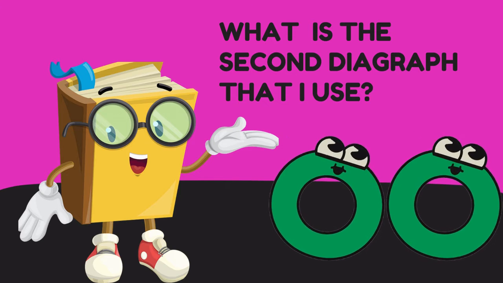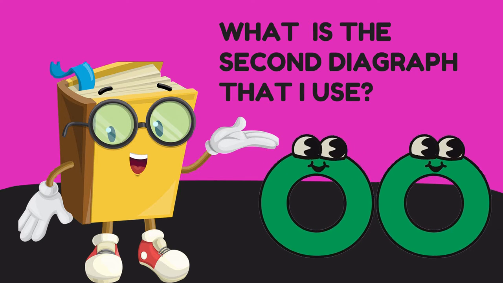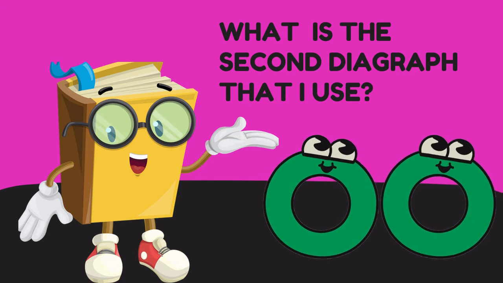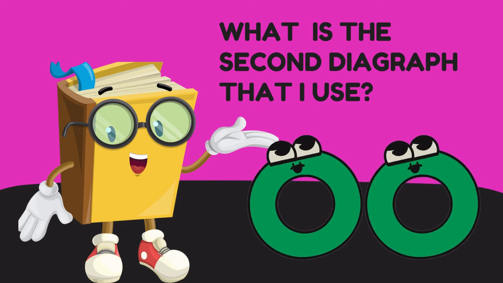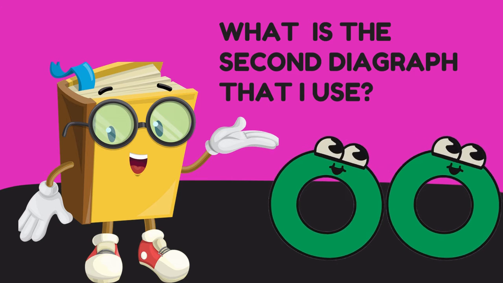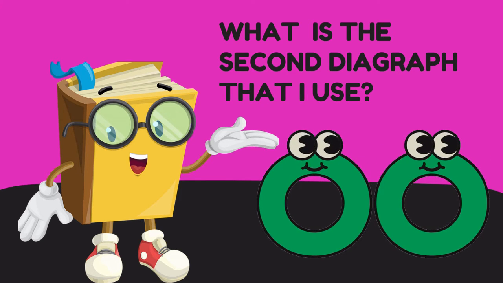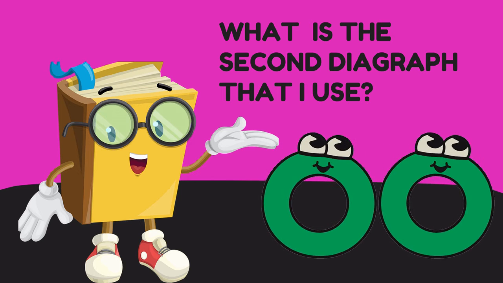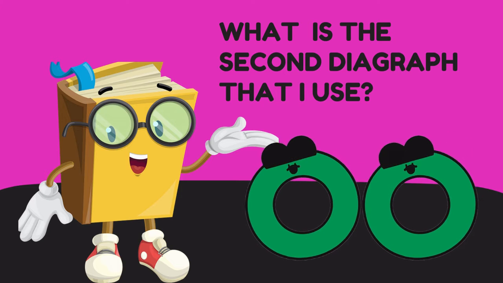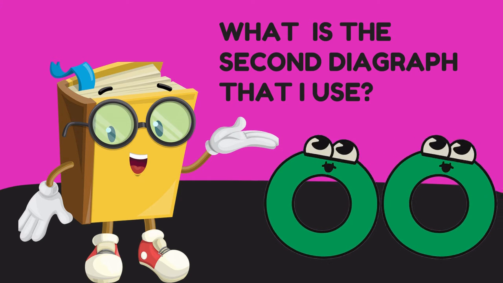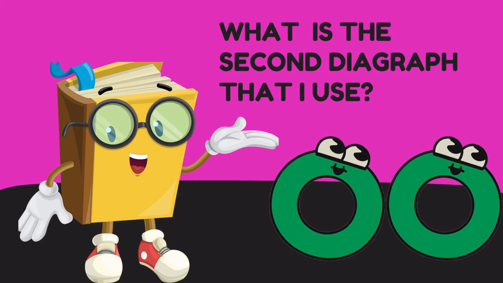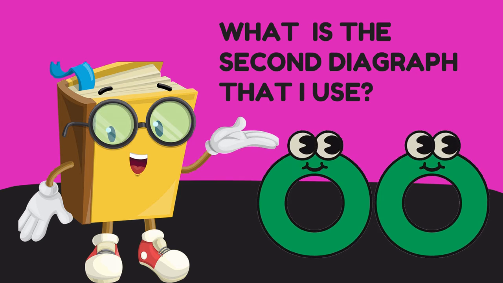Now, what is the diagraph that I use for my second diagraph? That's two O's, and two O's make the sound ooh. Now, I normally tell students, just think of the sound that the owl makes. That's the sound two O's make. Ooh. All right, time to practice.